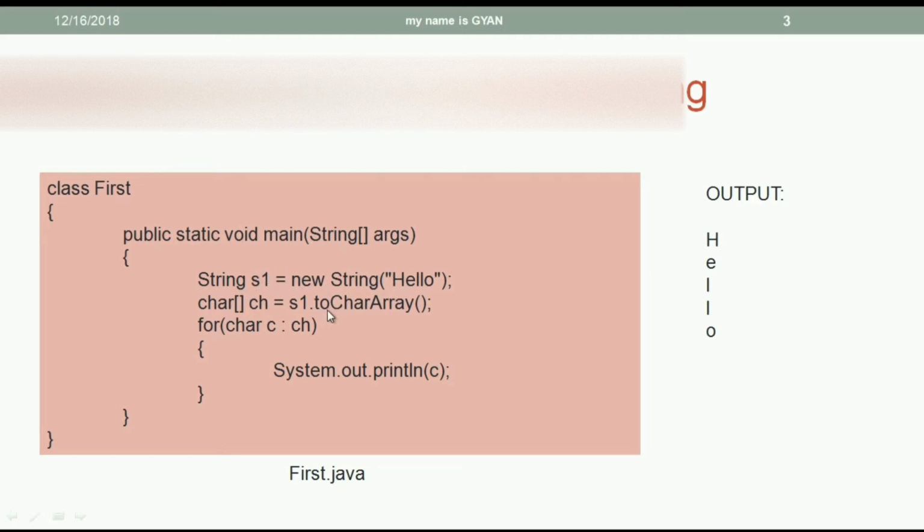Then after we are calling the method toCharArray by using the reference variable s1. The method toCharArray will return reference of a character array object and that reference will be stored into the reference variable ch of type character array. The character array object whose reference is returned by this toCharArray method will contain these 5 characters H, E, L, L and O. Then after we are iterating through these 5 characters of this character array and we are printing all the characters one by one: H, E, L, L and O.